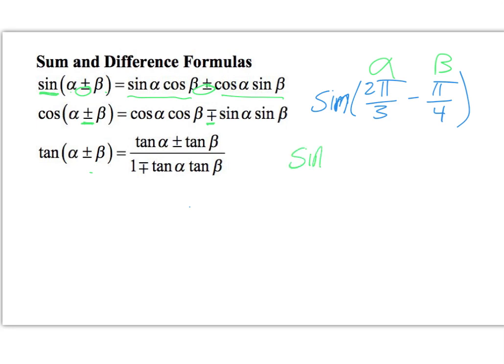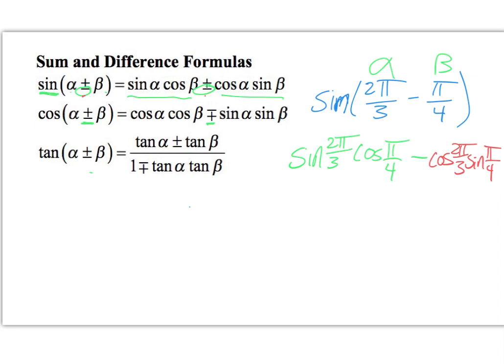So we get sine of 2 pi over 3, cosine of pi over 4, plus, sorry, it should be minus, I messed that up even after talking about that. I'm using minus, so minus for the sine one. And then we're going to have cosine of 2 pi over 3 times sine of pi over 4. These are things we know how to find the values of. We're going to use our unit circle.